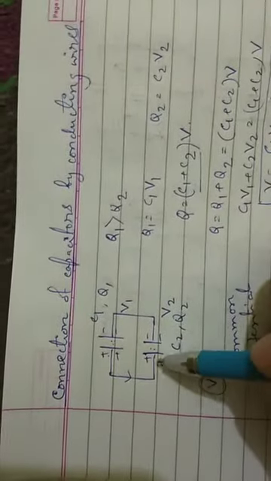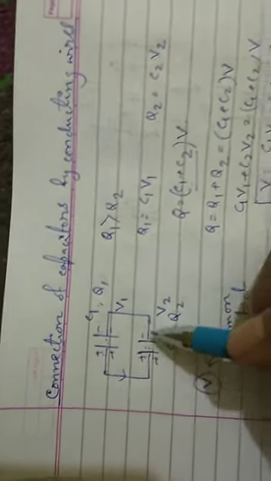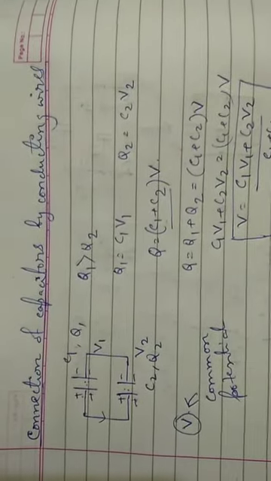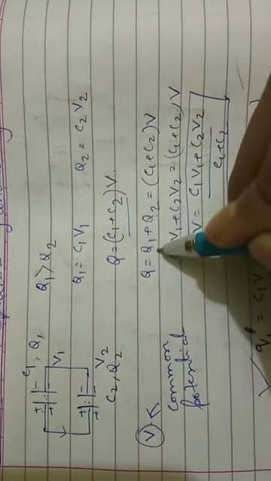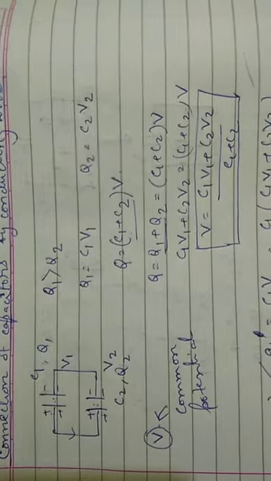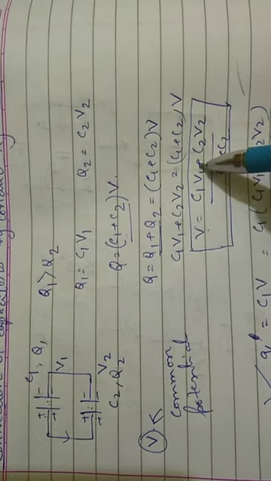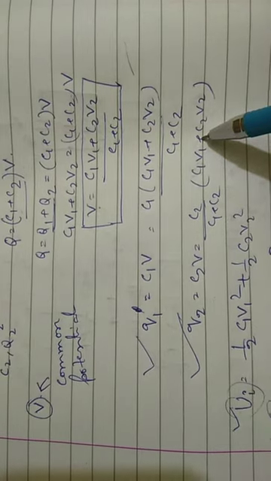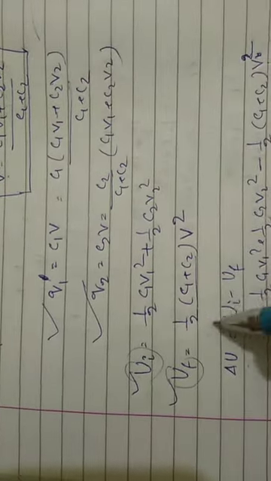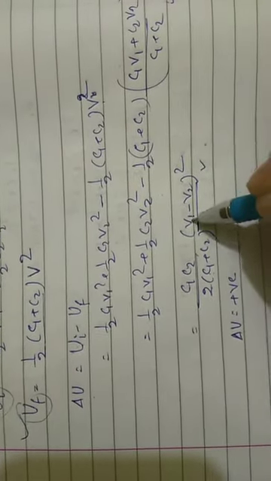Now here you can see that we have connected positive terminal with positive terminal. We can also connect in the opposite way, negative with positive and positive with negative. In that case, the net charge will actually be Q1 minus Q2, as here it is Q1 plus Q2. And so the common potential will have a negative term here, and again this will be minus. And if you calculate the final energy loss, the formula will become C1 C2 by 2 (C1 plus C2) into (V1 plus V2) whole square.